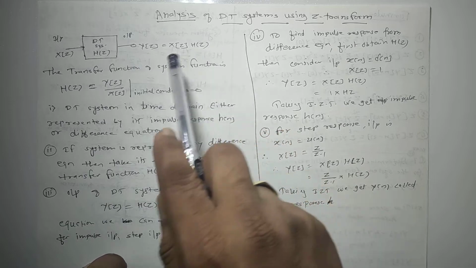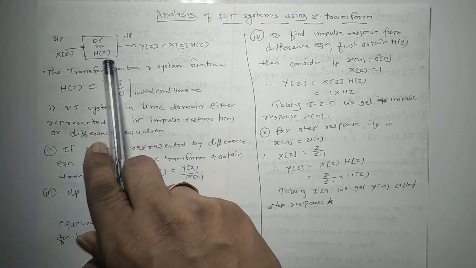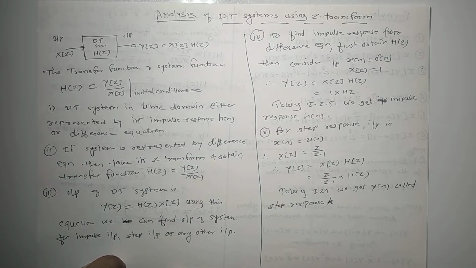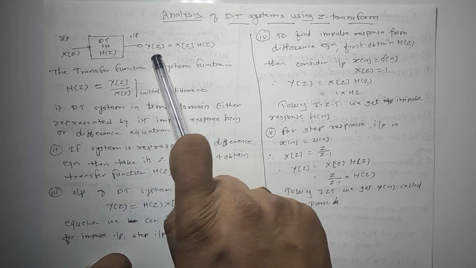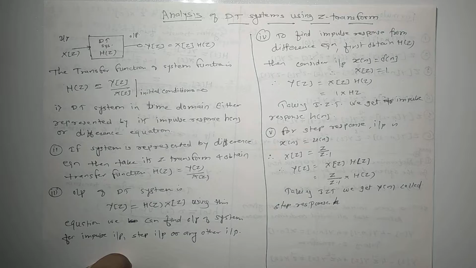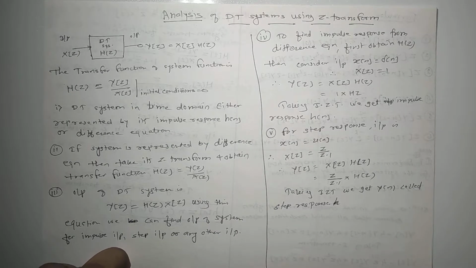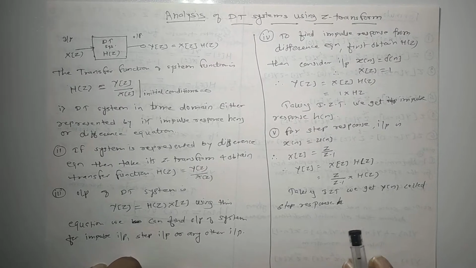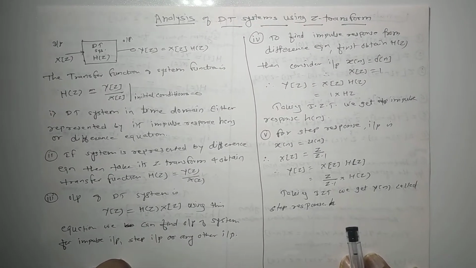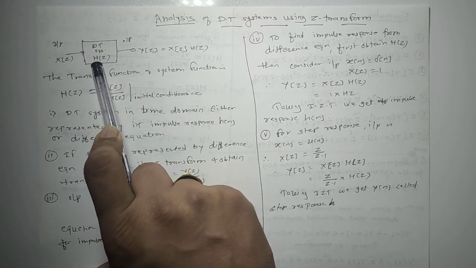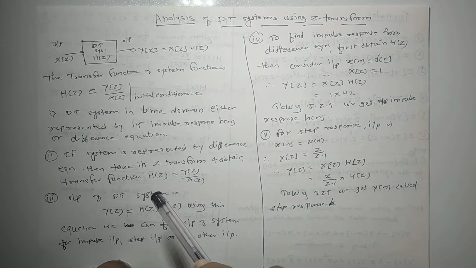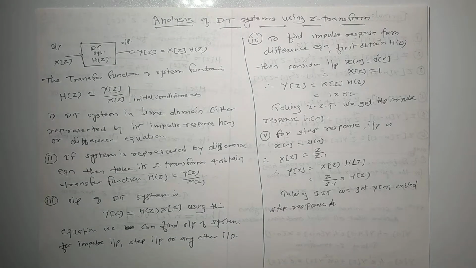Analysis means a DT system is given, and we have to find out its output for any input using Z transform. That is what we call the analysis of DT system. So a DT system is given either by its difference equation or by its impulse response.